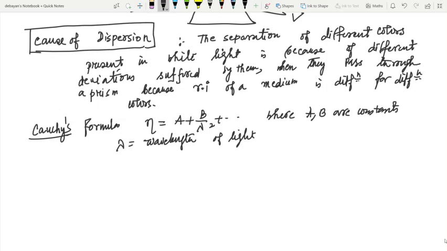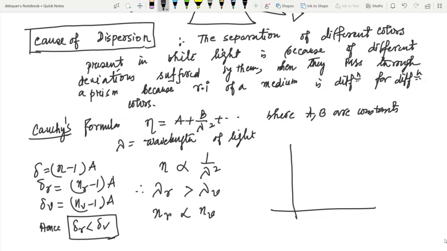And also if you draw the graph between refractive index and lambda, it should look similar to that. You can say that is the cause of dispersion, and you can explain it by using Cauchy's relation. Now there is a classical experiment done by Newton.